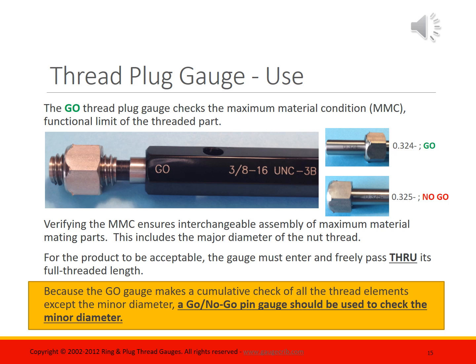For the products to be acceptable, the gauge must enter freely, this is a thread gauge now, and pass through its full threaded length. This is the go side of that gauge, right? Because the go gauge makes a cumulative check of all of the thread elements except the minor diameter, you have to come back and use a go, no-go pin gauge to check to make sure the minor diameter is in spec. And we'll hit that in a bit here in a moment.